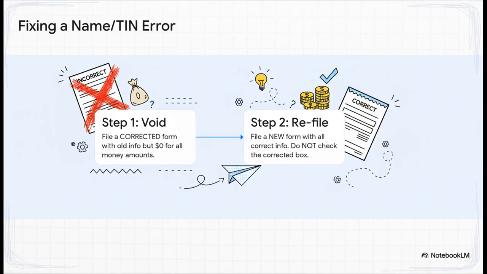But if you messed up something major, like a wrong name or a bad TIN, a Type 2 error, the process is a little more like a dance. It's 2 steps. First, you have to file a corrected form with all the wrong info, but you put $0 in the money boxes. That voids the original. Then, you file a totally fresh, brand new form with all the right information. You have to do both steps to get it fixed in their system.